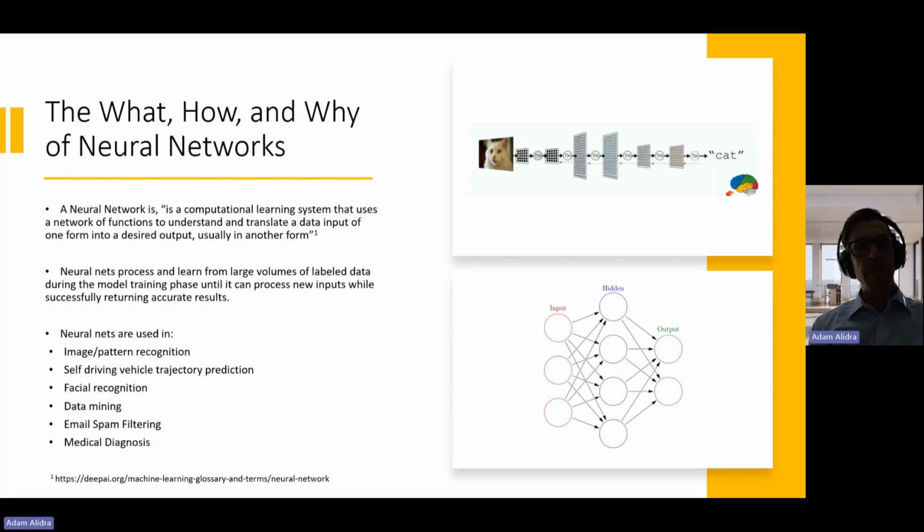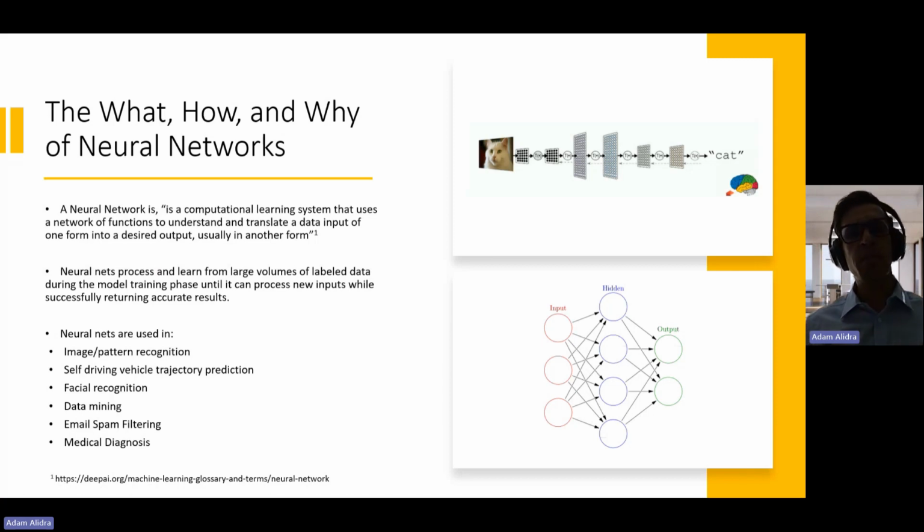So a neural network is a computational learning system that uses a network of functions to understand and translate a data input of one form into a desired output, typically in another form. And this whole notion around neural networks really stems from and is inspired by human biology and specifically how neurons work within the brain function.